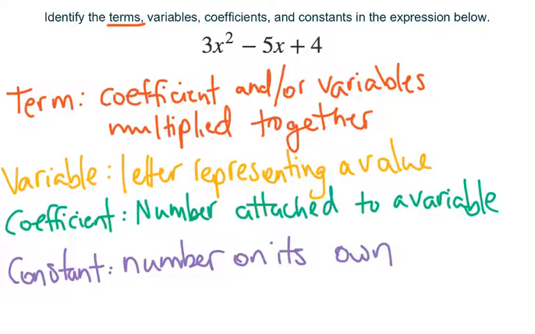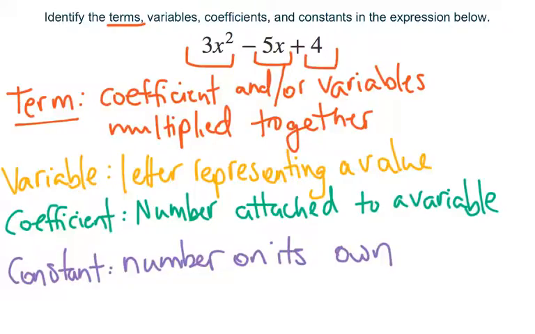vocabulary words means. A term is when you have a coefficient or a variable or just one of the two that are multiplied together, that are kind of grouped together, and terms are separated in an expression by addition and subtraction signs. So in what we have here, 3x squared is a term, negative 5x is a term, and 4 is a term as well.